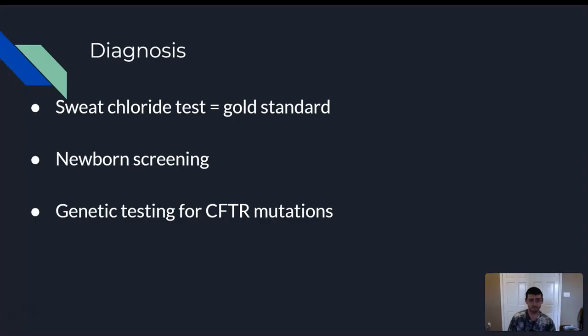Diagnosis. Cystic fibrosis can be diagnosed in several ways. The most common test is the sweat chloride test, which measures the amount of salt in a person's sweat. People with CF have unusually high chloride levels. Newborn screening is now performed routinely in many countries, allowing early diagnosis even before symptoms appear. Genetic testing can also be used to confirm CF and identify the specific CFTR mutations. Early diagnosis is crucial because it allows treatments to begin before major organ damage occurs.